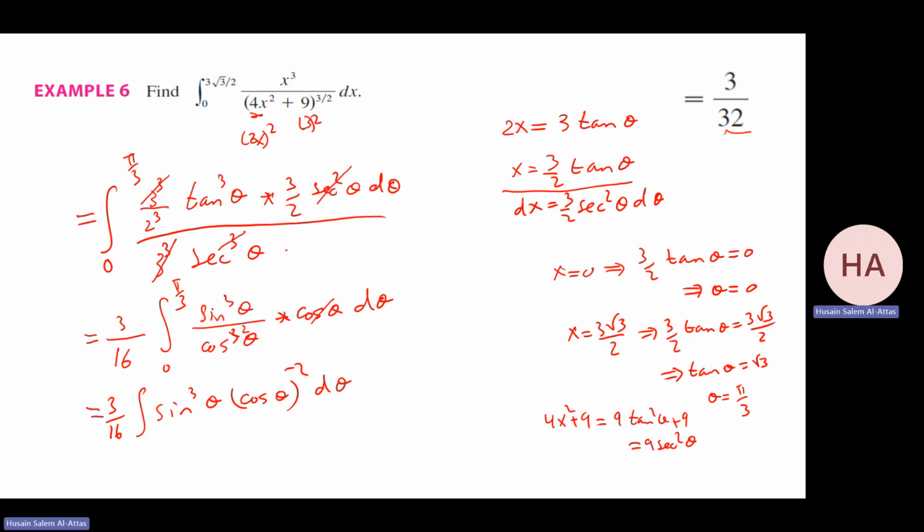Tan cubed, this is the x secant squared times 3 over 2. And that is secant cubed. Okay, seems to be okay. So I have sine with an odd power. Let me give more space.